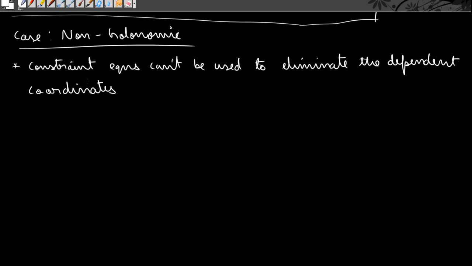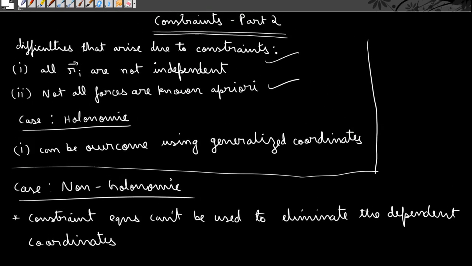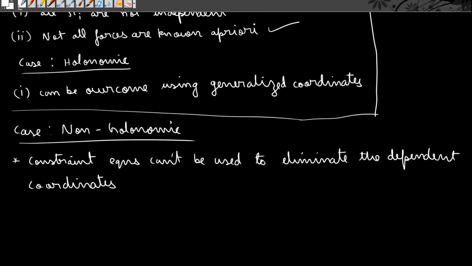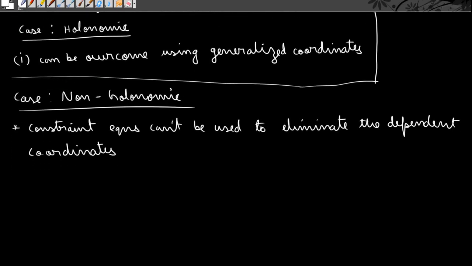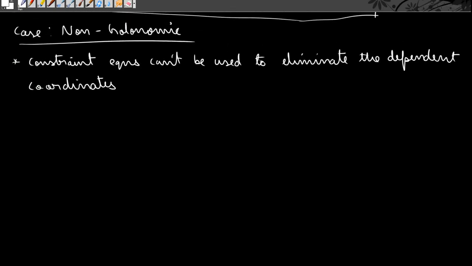All right, so therefore we cannot eliminate the dependent variables as we had done for the holonomic case by making use of the constraint equations, because here there is no direct constraint equation which relates the various coordinates. So to better understand this, let's consider an example. First let's consider a general example and then we will see a particular case and see what happens.